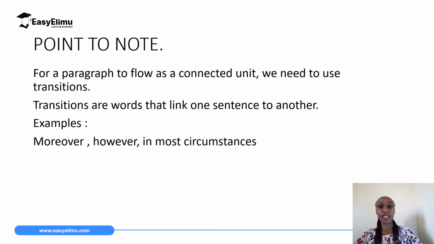Now, we have said that the topic sentence, the supporting sentences, and the clincher sentence are interrelated or interconnected. So for your paragraph to flow well and for those three parts to merge well, we need to use what we call transitions. And transitions are words that link one sentence to another. So they include words like however, moreover, in most circumstances. So they link those sentences together for us to have a flow, a certain flow in our paragraph, so that you're not jumping from one idea to the next, but there's a flow.